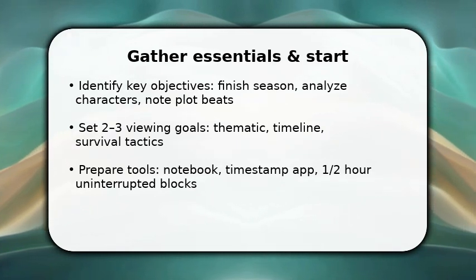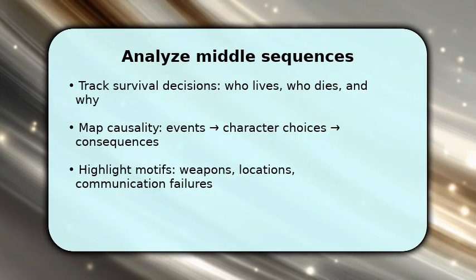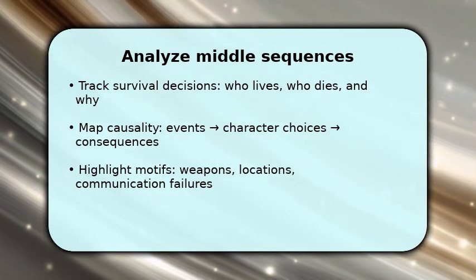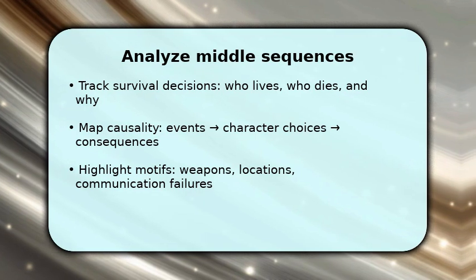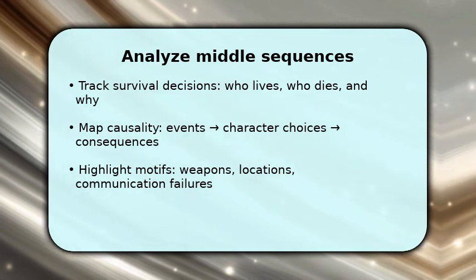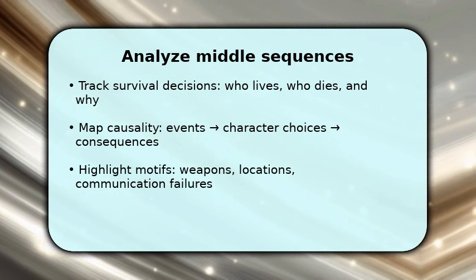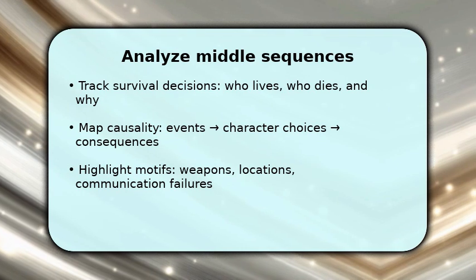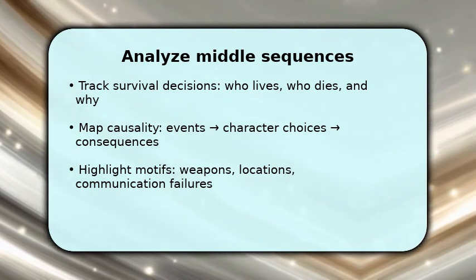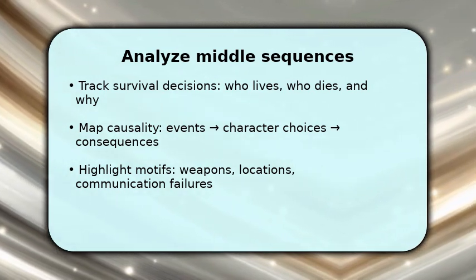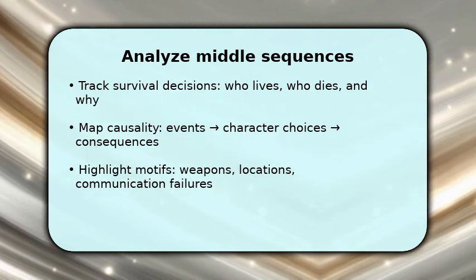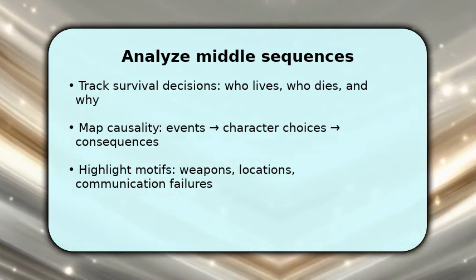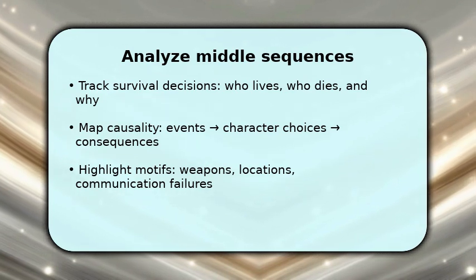Now you move into detailed scene-by-scene analysis. Pause after key sequences and ask why each survival choice was made, then record the immediate consequence. This links behavior to outcomes. Use timestamps to create a causal map so you can trace chain reactions across episodes. Once segmented, compare similar scenarios to identify recurring motifs, like communication breakdowns or weapon availability, and note how they shift stakes. Make sure to tag standout moments so you can reference them quickly during your synthesis.